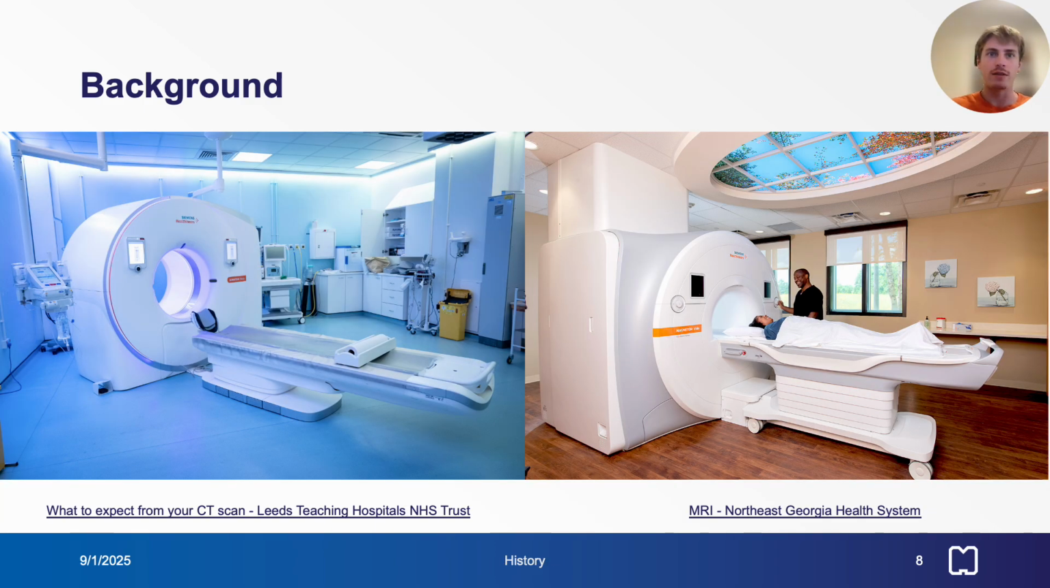Some modalities that followed planar radiography are fundamentally digital in that they require image reconstruction from quantified digital signals. Examples of these are computed tomography, as shown on the left, and magnetic resonance imaging, as shown on the right.